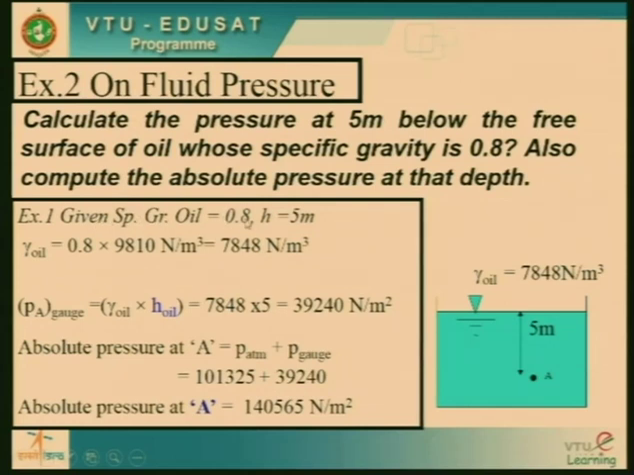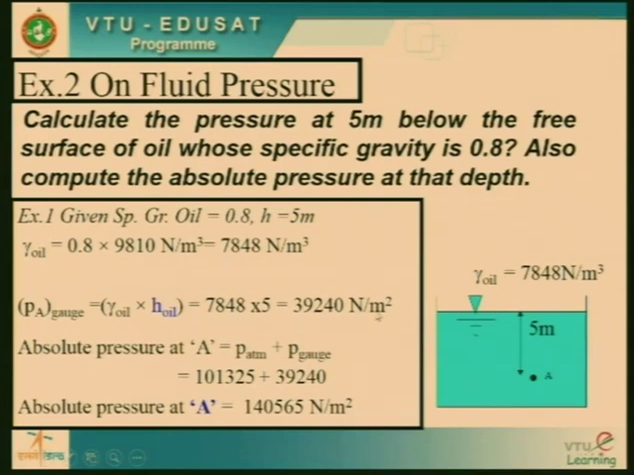The specific gravity of the oil is 0.8, height is 5 meter. You can see here point A, 5 meter, it is oil, and 7848 Newton per meter cube is the specific weight of the oil. So we know this concept of gamma of the oil and height of the oil. We will apply the gauge pressure formula: PA is equal to gamma of the oil into height of the oil. Same formula. We are not doing any magic as compared to the previous problem. You can see 7848 into 5, this pressure is coming 39,240 Newton per meter square. You can check with your calculator.